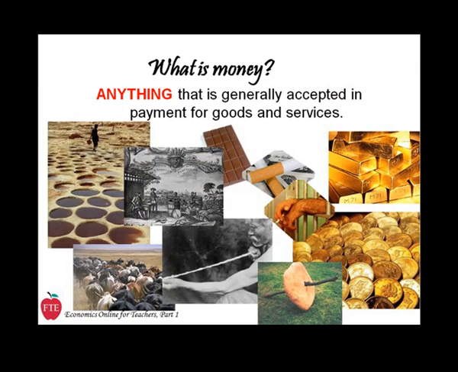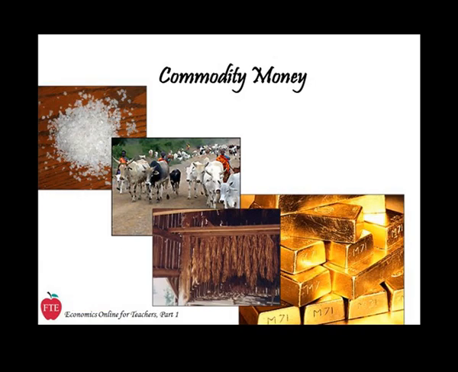The anything part of that definition has included a wide range of commodities throughout history: cattle and salt in the ancient world, shell necklaces among Native Americans, tobacco in colonial America, giant stones on the island of Yap, chocolate and cigarettes in World War II prison camps, and, of course, gold in any number of societies.